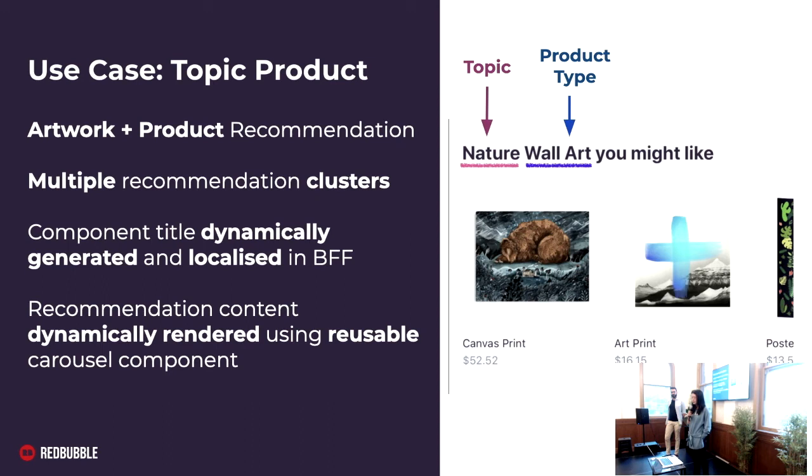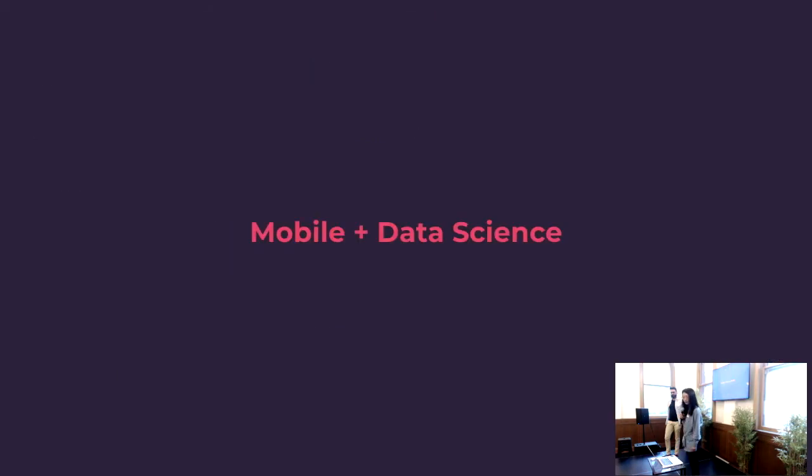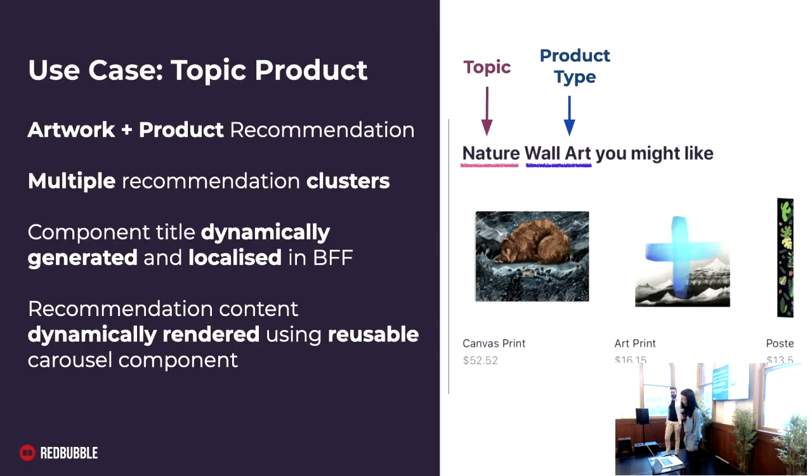The title of the section is automatically generated in the BFF, and also localized in the BFF. Also, how many sets of product recommendations we want to show in the app is fully configurable from the BFF as well. I think that's it from the technical side.